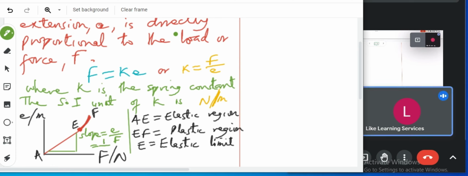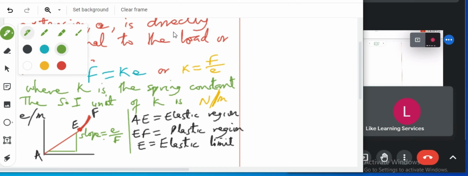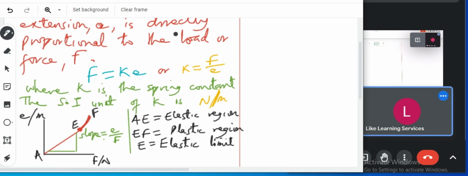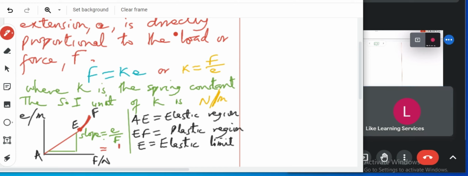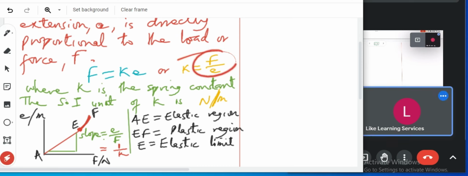I think that should be 1 over K, isn't it? Yeah. Do you agree? Let me write this one lower. This is F in Newton. The slope is going to give us 1 over K, because K itself is F over E. So if the slope is E over F, because it is E rise over run, rise is E, run is F, so E over F will now be 1 over K. That is if you plotted E against F. You know what I'm talking about? Yeah. All right.